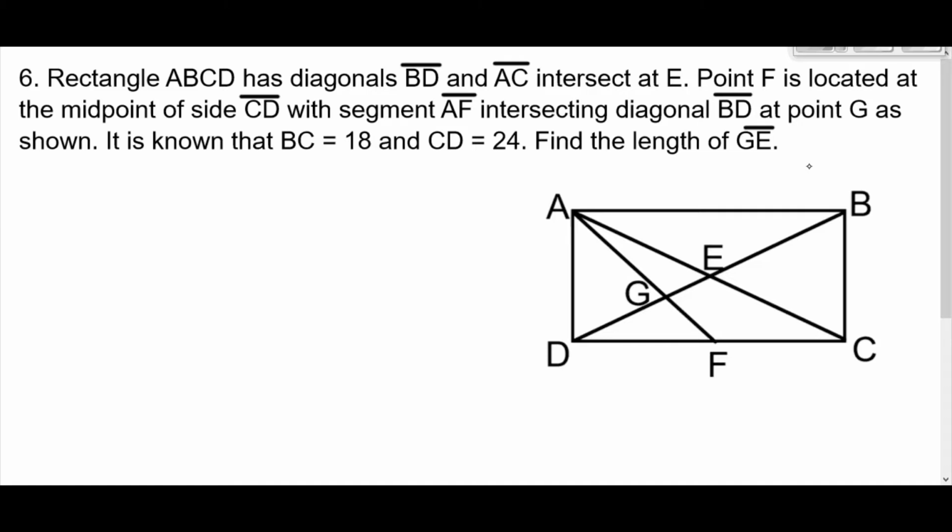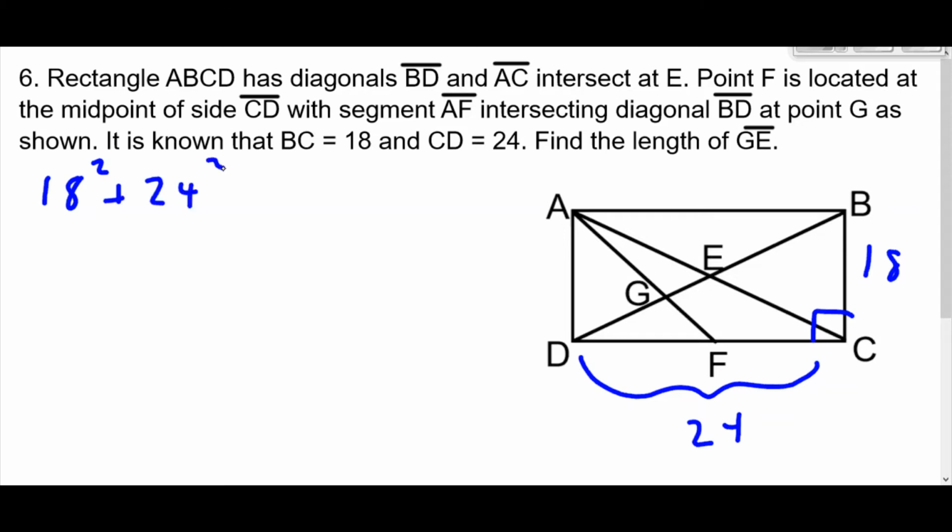So a couple of things. We always want to label our diagram. So we're going to now label BC as 18, and we'll label, in this case, CD as 24. That would mean, in this situation, that because our rectangle has all right angles, angle BCD is a right angle, we can use the Pythagorean theorem to find BD, the hypotenuse here. And so we'll do 18 squared plus 24 squared is equal to BD squared.